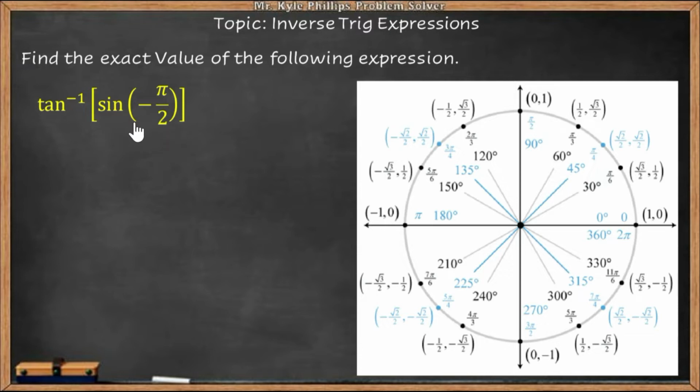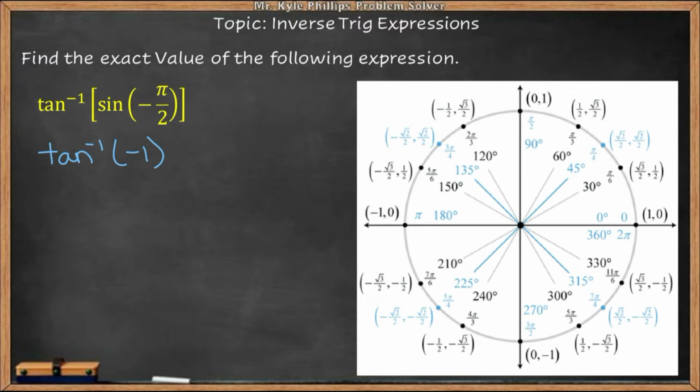So let's evaluate sine of negative pi halves. If I come over here to my unit circle, I know that this is positive pi halves. Now, in order to get to negative pi halves, what I need to do is start at 0 and go in a clockwise rotation. So here, this is going to be negative pi halves, and that sine value is -1. So I can now rewrite this and say, what is the inverse tangent of -1?